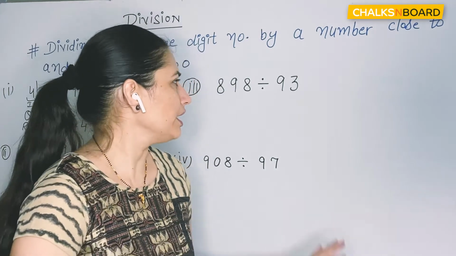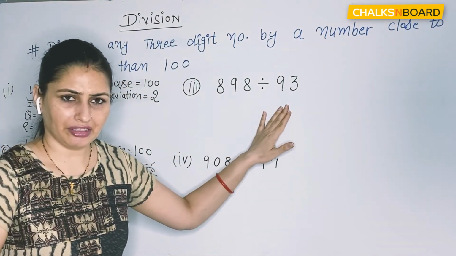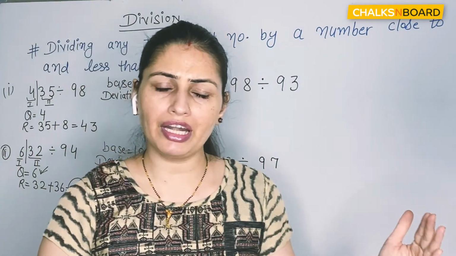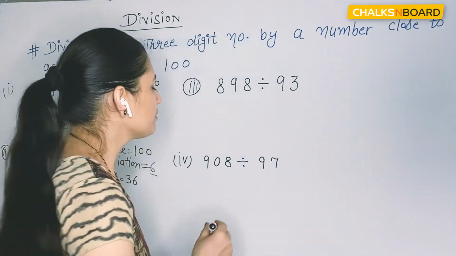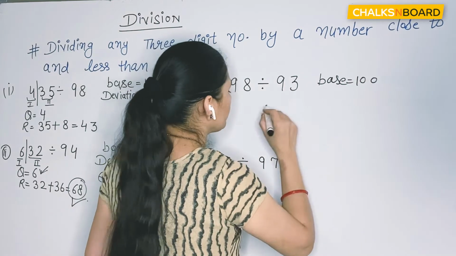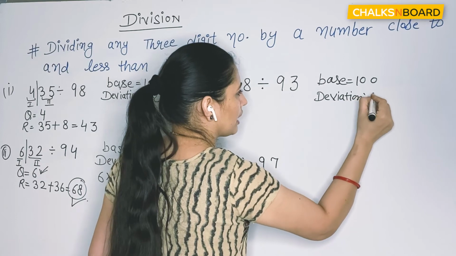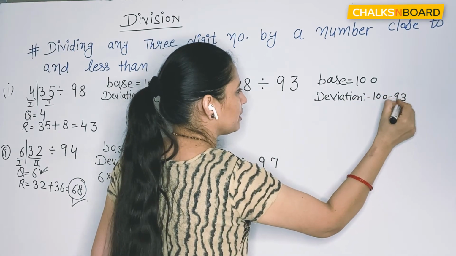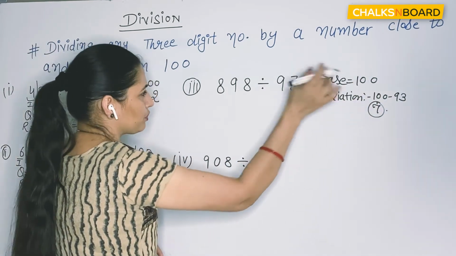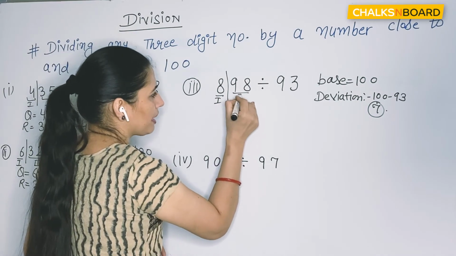So let's take the third example here. 898 divided by 93. 93 is again close to 100 but less than 100. So the same steps will be there. First write out the base, then write down the derivation, that is 100 minus 93, which is 7. Now in the base we have 2 zeros, so split this number by 2. So first part is 8, second part is 98.